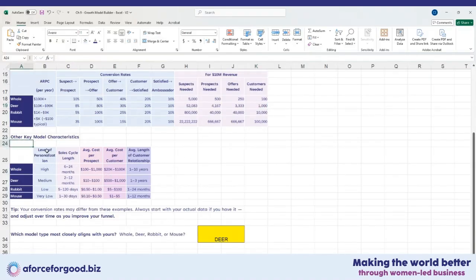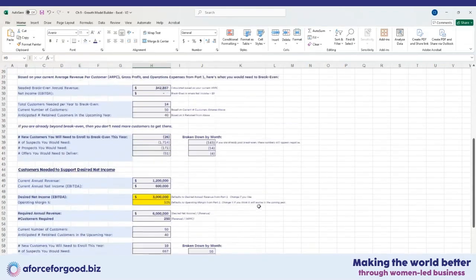You can also see how much personalization in the sales cycle they need. For a deer, it's medium. So what's the sales cycle length? What's the average cost per customer? And the average customer length. Go ahead and decide where you fit.